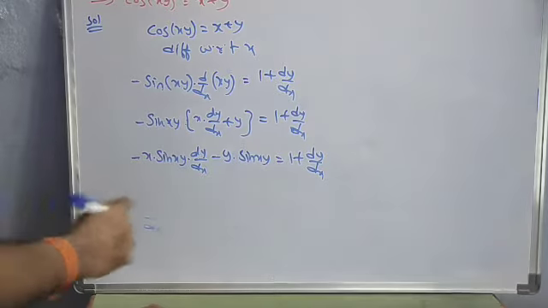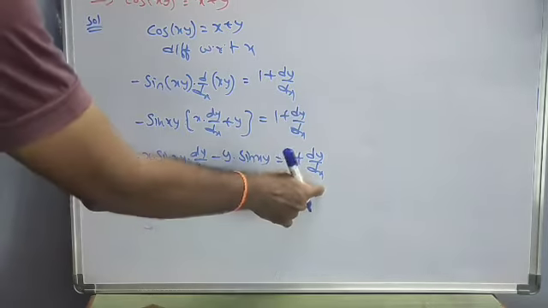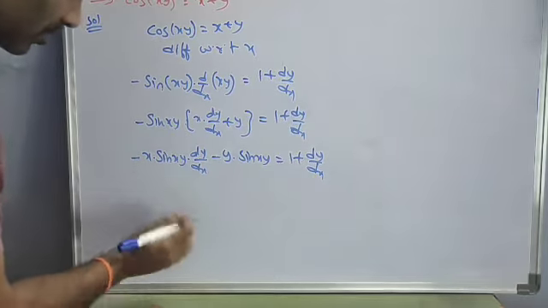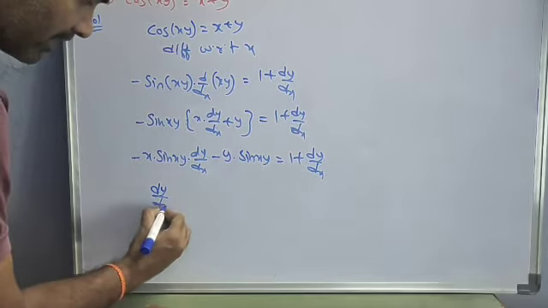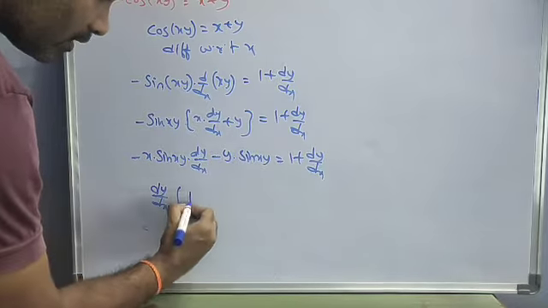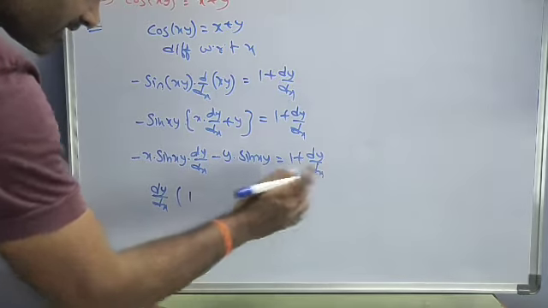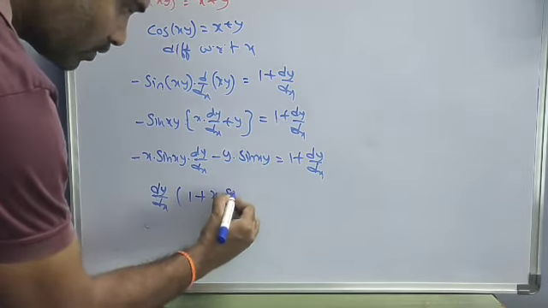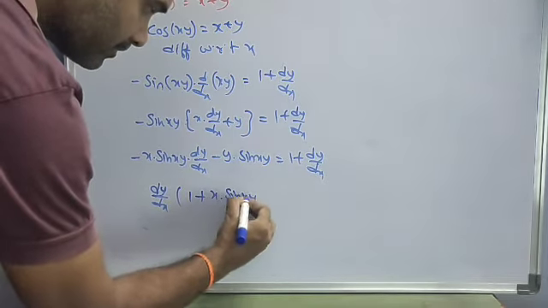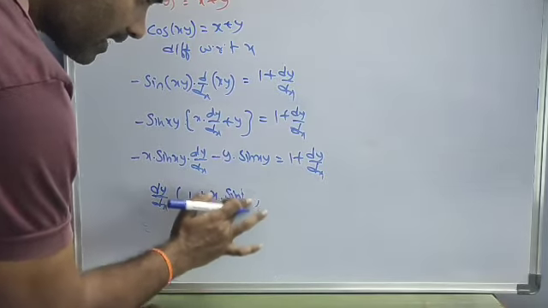I do one thing: I take this term to this side and this term to that side. Taking dy by dx common, the coefficient of dy by dx is 1 on the right side. Taking this term to this side gives 1 plus x into sine of xy, sine of xy I am taking.